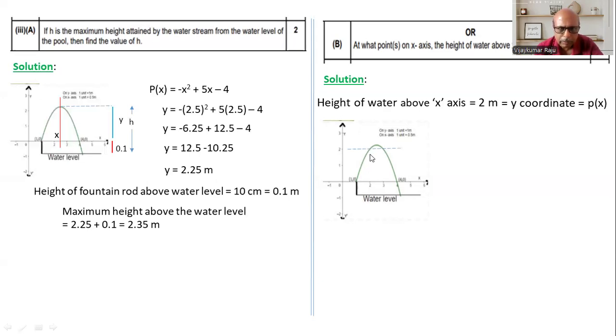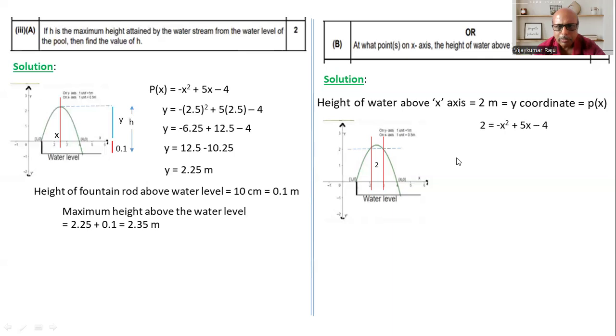So from here, we drop a perpendicular. From here also we drop, because at 2 points, it is at a maximum height of 2 meters above the x-axis. So this is 2 meters. This is also 2 meters. So that means this height is 2. Okay. So if you see, it is at a height of 2 meters at 2 points. At this point and at this point, 2 and 3.